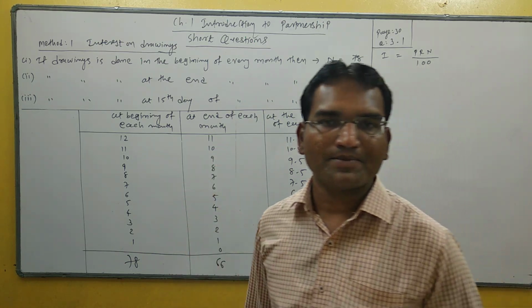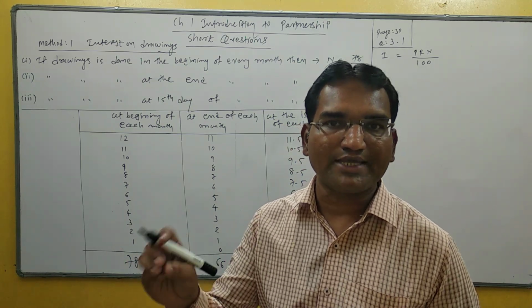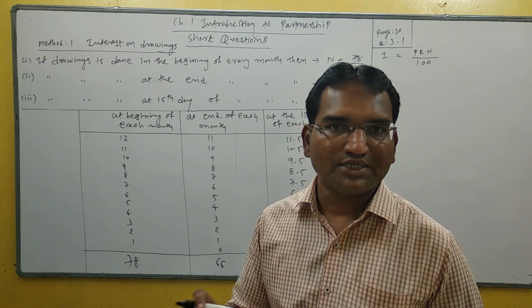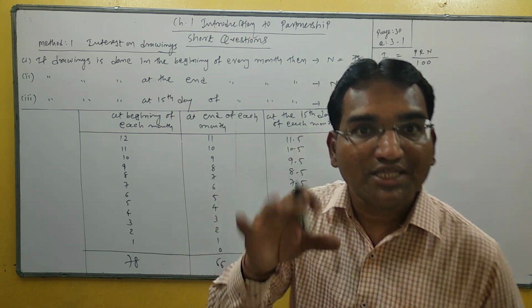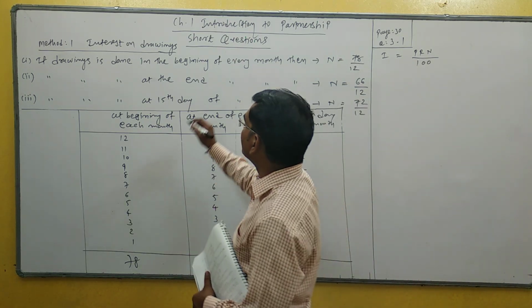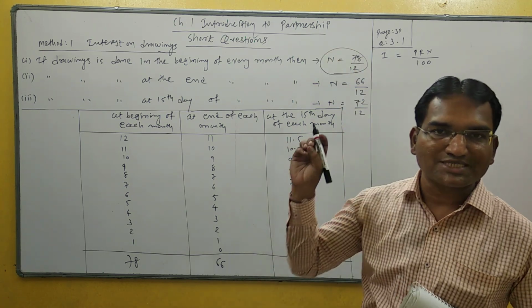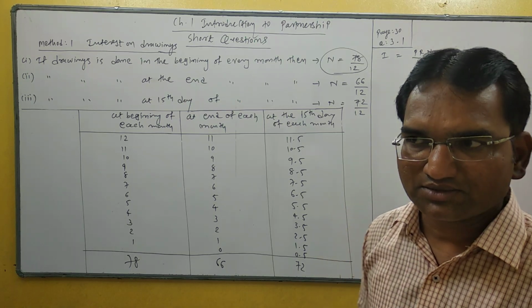Interest on drawing is calculated according to time consumption. So when the partner withdraws an identical amount at the beginning of each month, then interest on drawing is to be calculated for 78 by 12. How to get 78 by 12?